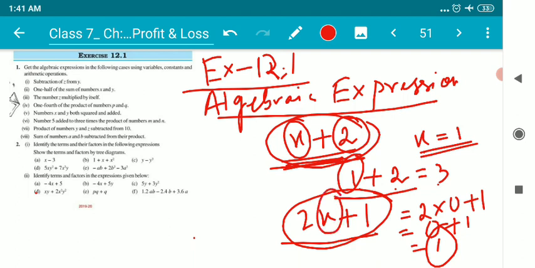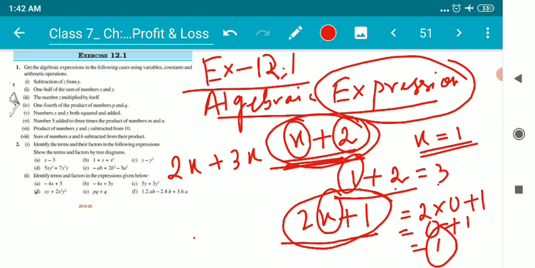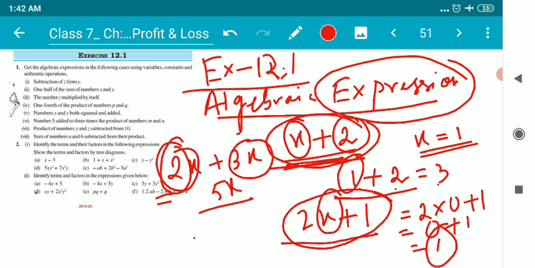Such formats in which the value of the variable is not given are known as expressions. Expressions can be calculated but cannot be solved. For example, 2x plus 3x will be 5x, because 2 and 3 can be added, and x can be any number, any whole number. As we don't know the value of x, we cannot solve it. What we can do is calculate: 2x plus 3x is equal to 5x.